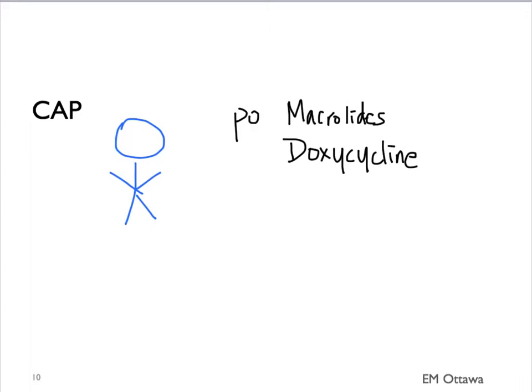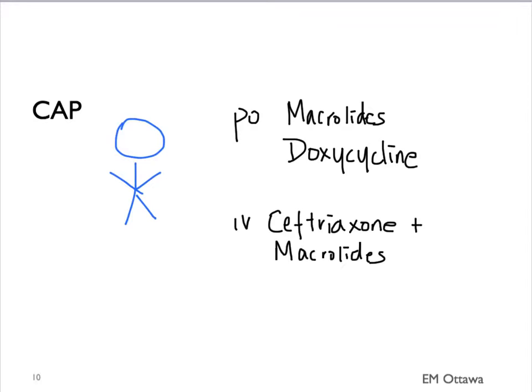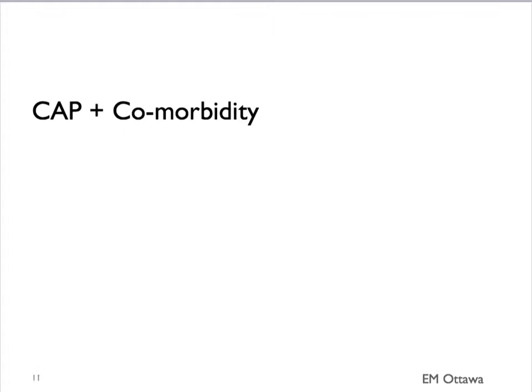First, the healthy patient who has a community-acquired pneumonia, or CAP for short. In the healthy patient, a macrolide or doxycycline are good choices. We can also consider IV antibiotics for the patients who are sicker. Either IV ceftriaxone and a macrolide, or an IV fluoroquinolone, is also a good choice. What about the community-acquired pneumonia patient with a comorbidity? If their comorbidity is general immunosuppression, then the IV form of antibiotics that we just talked about, i.e. fluoroquinolones or ceftriaxone plus macrolides, would be good choices.